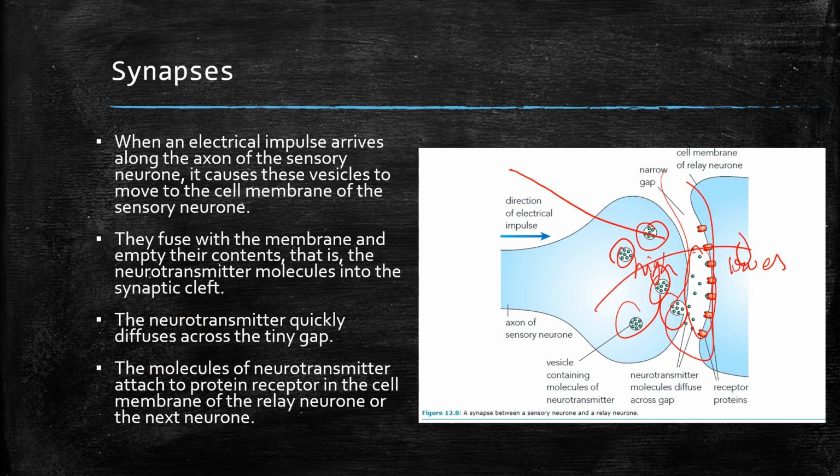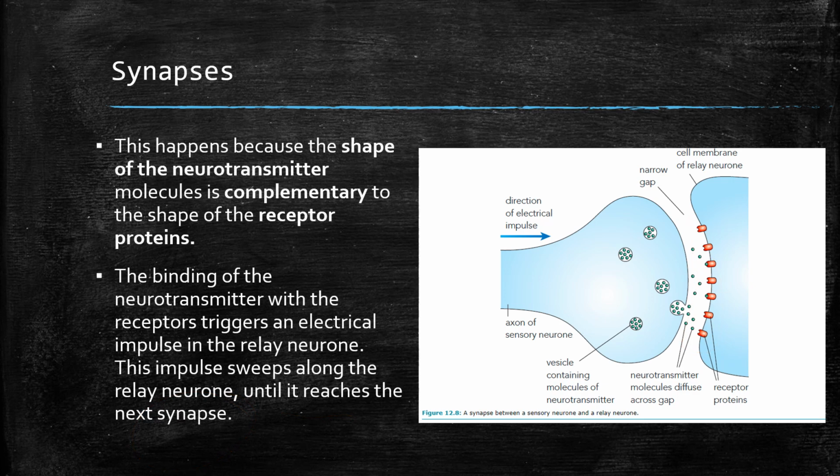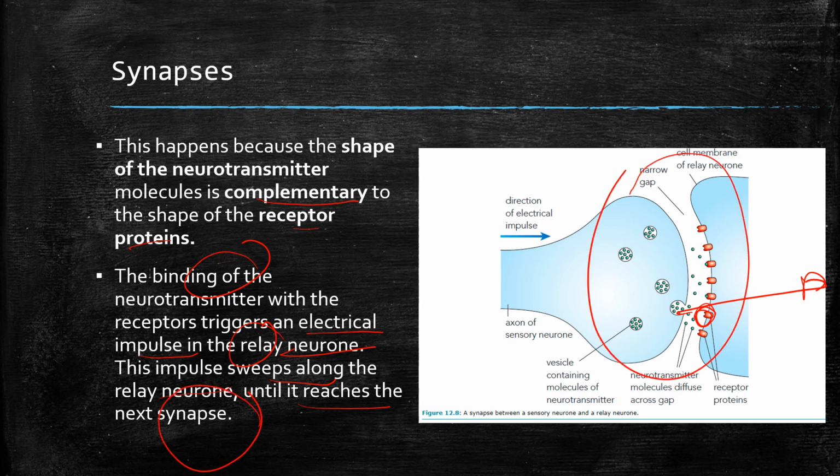The molecules of neurotransmitter are attached to protein receptors. These are the protein receptors in the cell membrane of the relay neuron or the next neuron. This happens because the shape of the neurotransmitter molecules is complementary to the shape of the receptor protein. This circular shape fits in this shape of the receptor protein. They must be complementary and they must fit. The binding of the neurotransmitter with the receptor triggers an electrical impulse in the relay neuron. So as soon as it gets here, it changes from an electrical impulse to a chemical and quickly transports to the other neuron. The impulse sweeps along the relay neurons until it reaches the next synapse. The same process repeats until it reaches the CNS or any part.